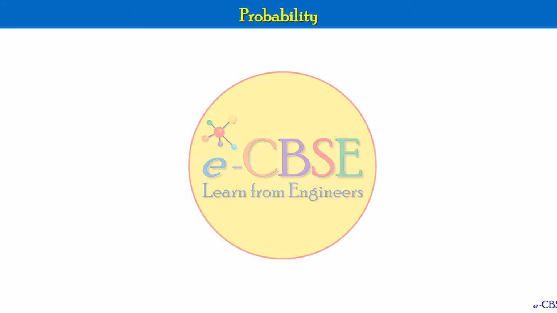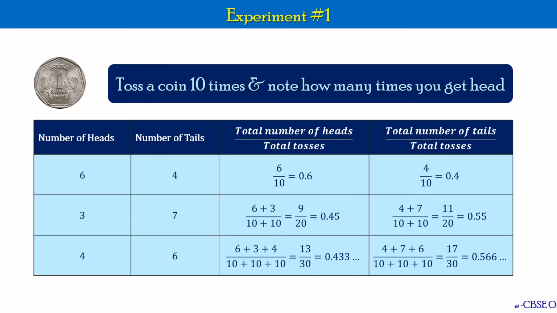Now let's go back to the experiments that we did in the previous video. We did this coin tossing. We took a coin, tossed it 10 times and noted how many times we got heads. And we repeated the experiment to observe how the ratio of the total number of heads to the total number of tosses varies. If you notice the third column here, when I did the experiment only 10 times, the ratio was 0.6. When I repeated the experiment 20 times, the ratio was 0.5. And after I repeated the experiment 30 times, the ratio came down to 0.433. So it is varying.